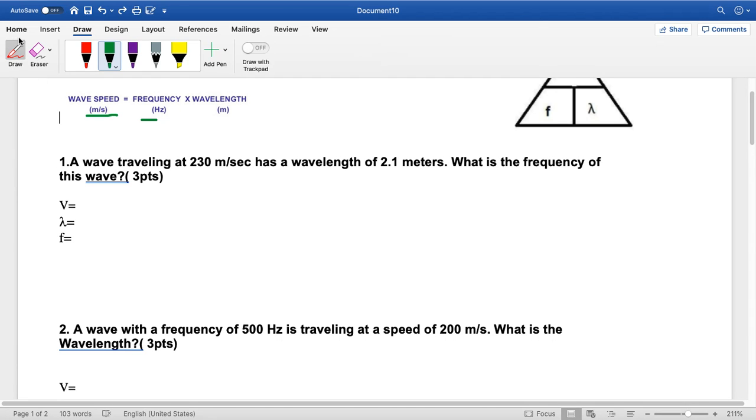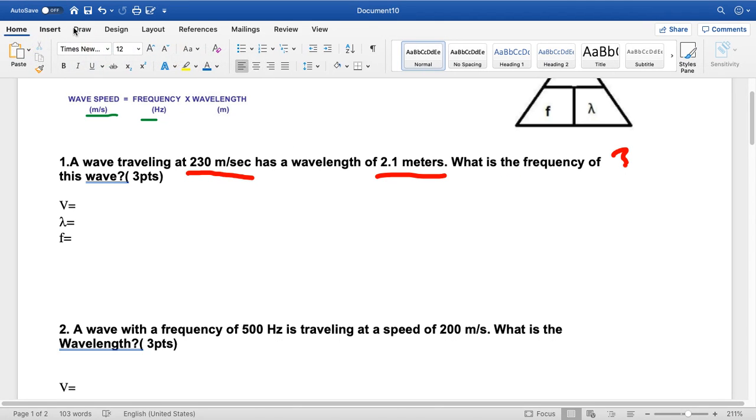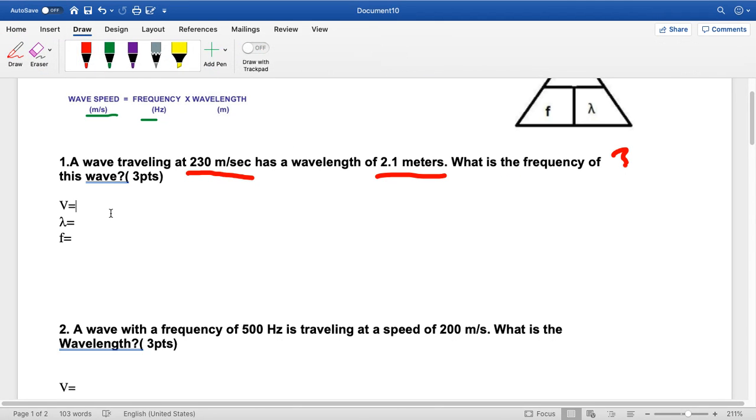So we have a first problem that says, a wave traveling at a speed of 230 meters per second has a wavelength of 2.1 meters. What is the frequency of this wave? So in this problem, we're trying to find the frequency of the wave. I'm going to list everything out. I know that the speed is 230. We can put the units right now if we want, meters per second. We know that the wavelength is 2.1 meters. Frequency, we don't know, so we just put a question mark.